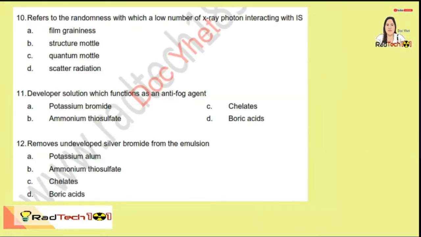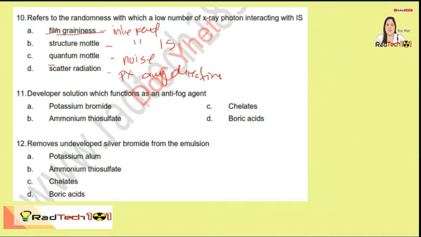Number 10, this refers to the randomness with which a low number of X-ray photons interacting with the image intensifying screen. So film graininess, this is the grainy characteristic of the film, which is inherent. Structure mottle is the inherent graininess ng IS. Ito, inherent graininess ng ating film. Structure mottle, the inherent graininess of our intensifying screen because of the phosphor. Quantum mottle, sometimes this is also called the radiographic noise. And alam naman natin yung scattered radiation, these are radiation mostly coming from the patient in any direction.